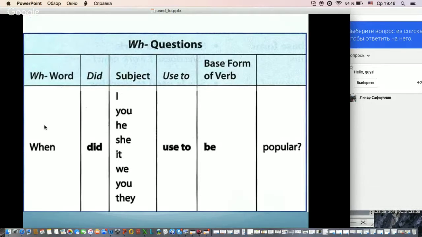So, when did you used to be popular? Когда ты был знаменит? Подразумевая, разумеется, что в данный момент этот человек явно популярностью не пользуется. Or when did we used to be popular? Когда же мы были знамениты?